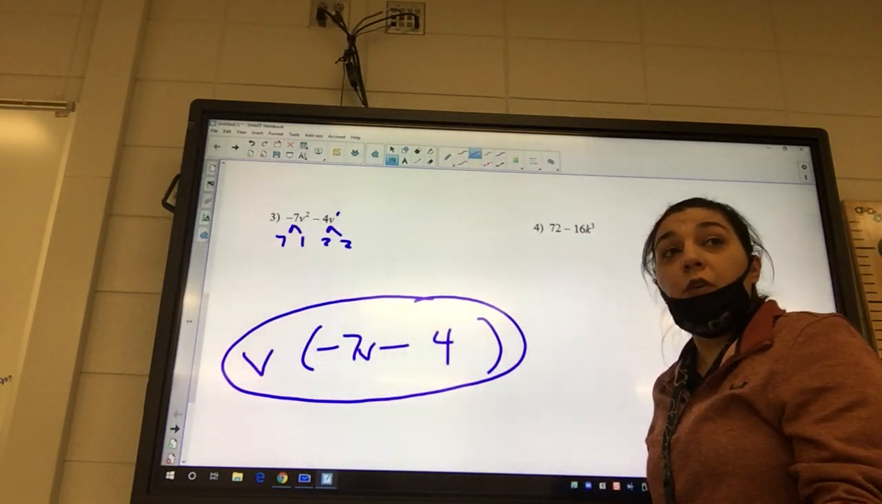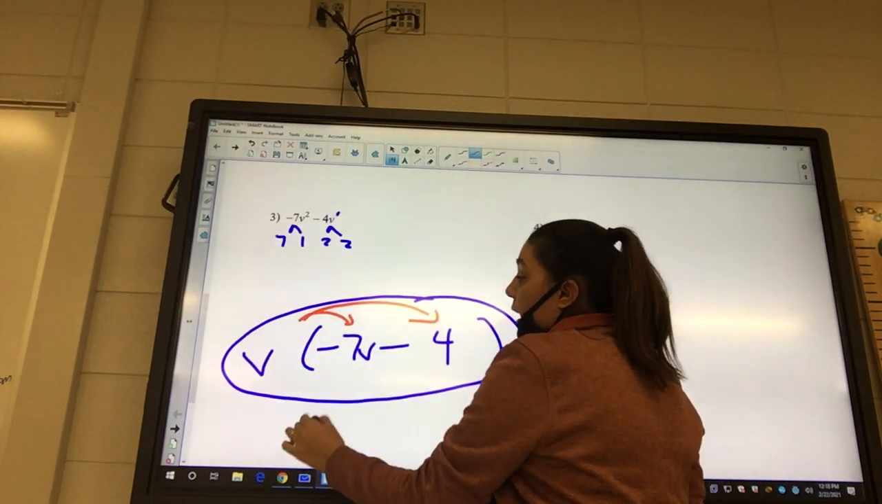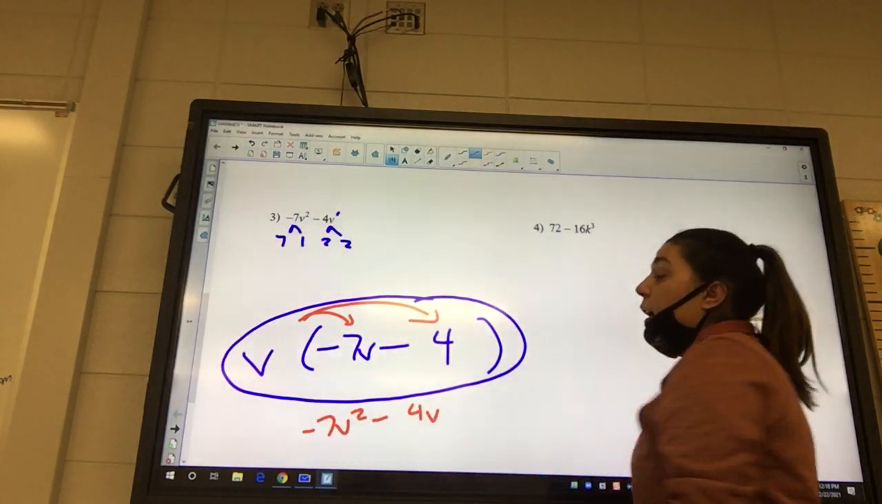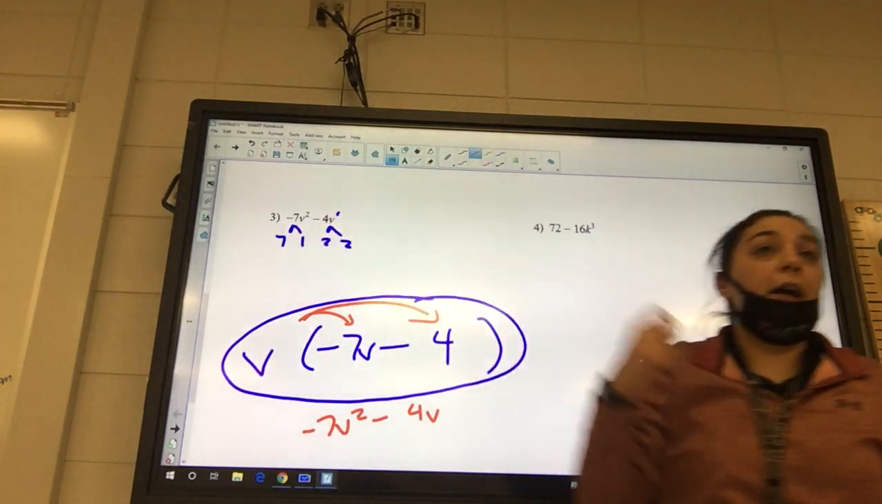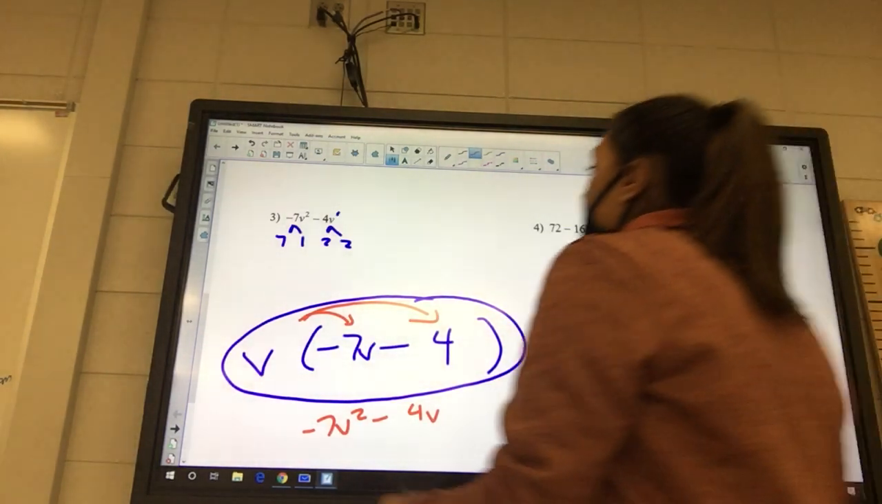If you were to distribute this back out, you would get negative 7V squared minus 4V. That gives us right back to where we were. Factoring and distributing are opposites. They go hand in hand.